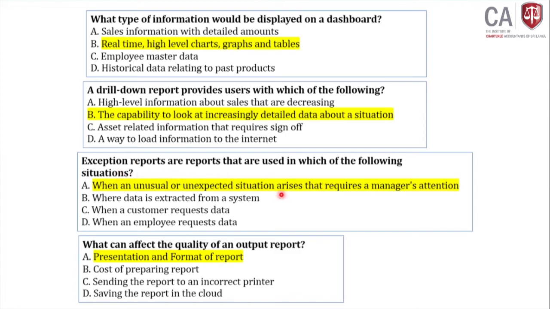Exceptional reports are reports that are used in which of the following situations: when an unusual or unaccepted situation arises that requires a manager's attention. When an unaccepted situation arises, we use exceptional reports. What can affect the quality of an output report? Presentation and format of the report. The output report will be presented to people using very good presentations.